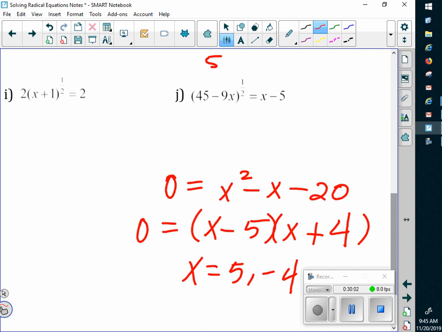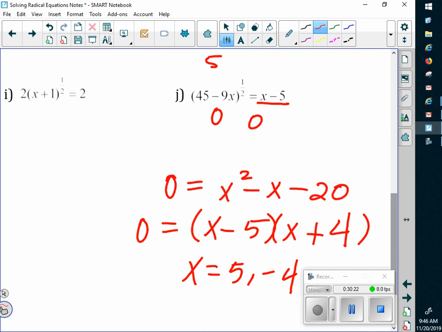45 minus 9 times 5. What's 9 times 5? 45. So 45 minus 45 is 0. What's the square root of 0? And over here, 5 minus 5 is 0. 5's good. How about 4?